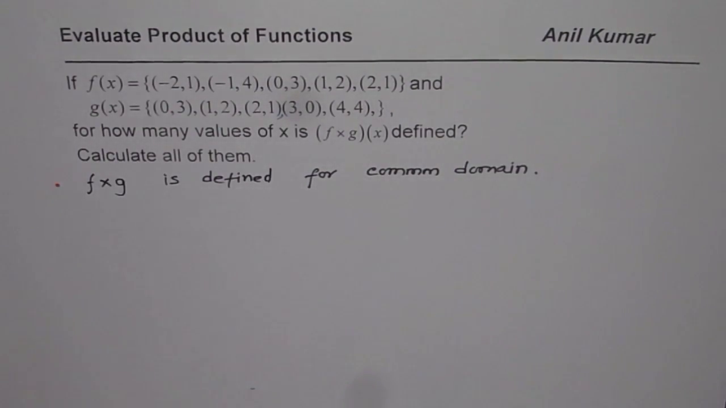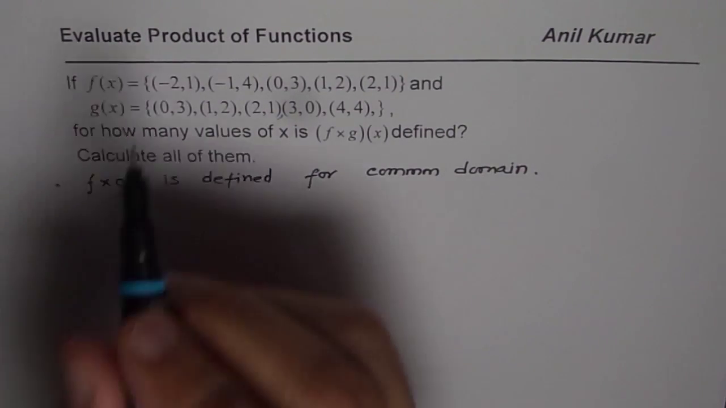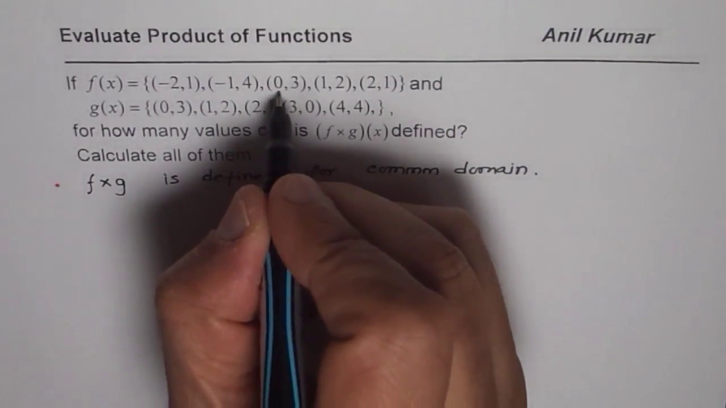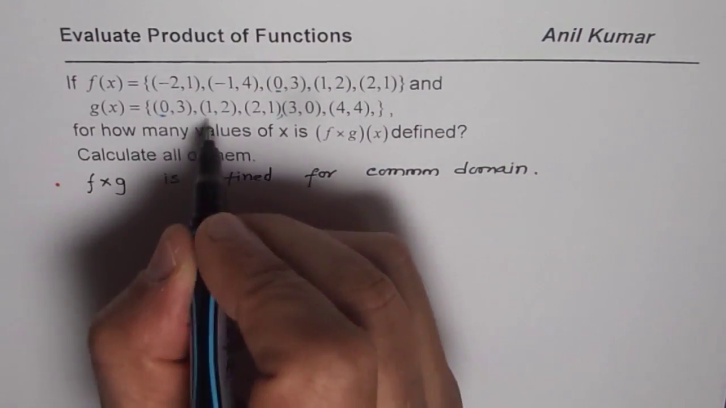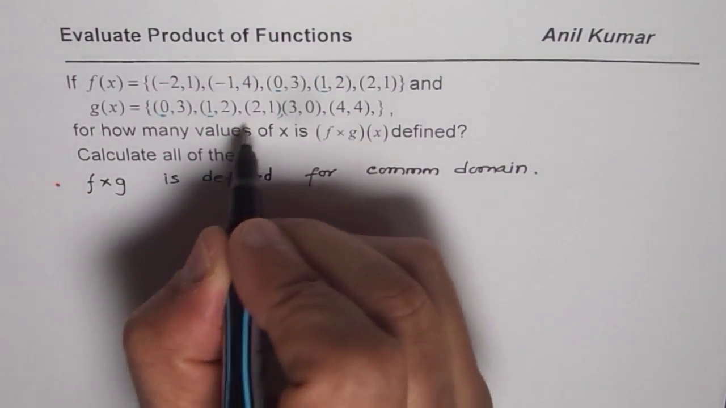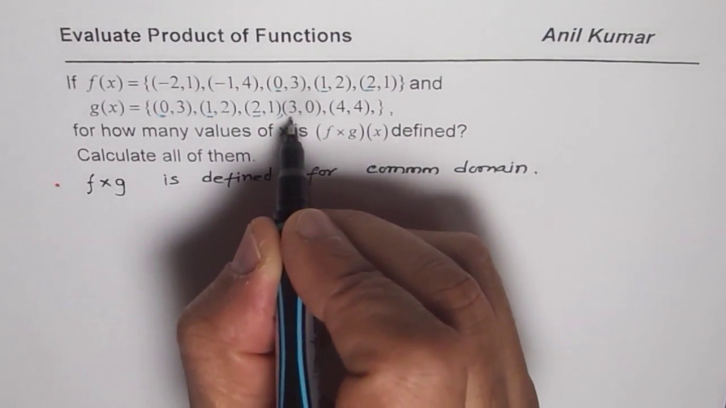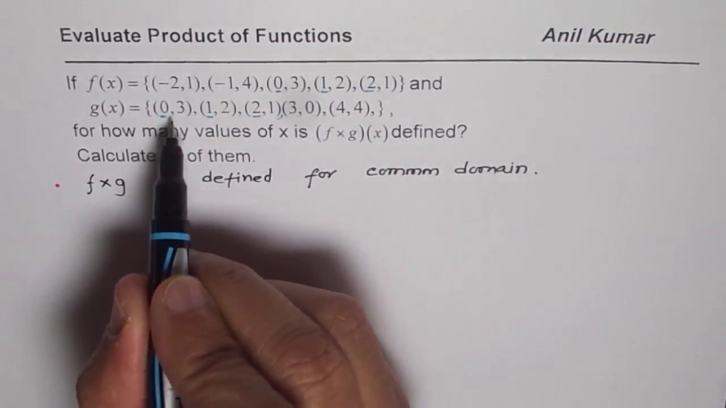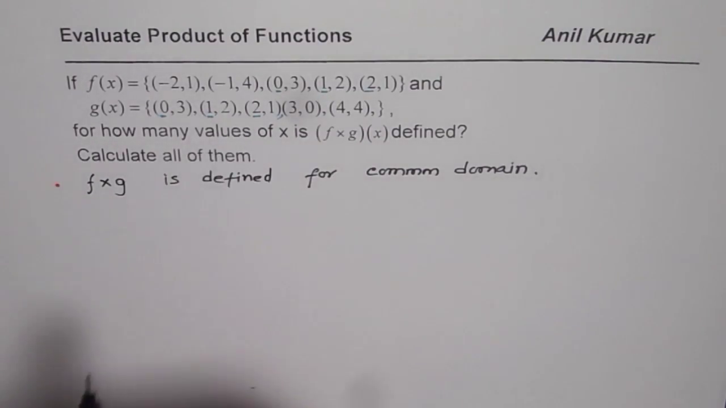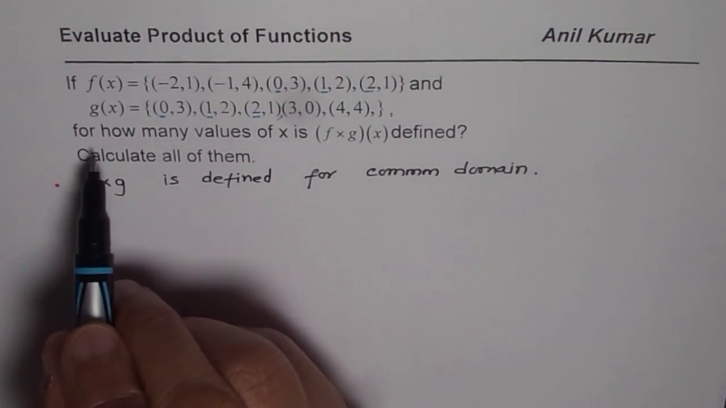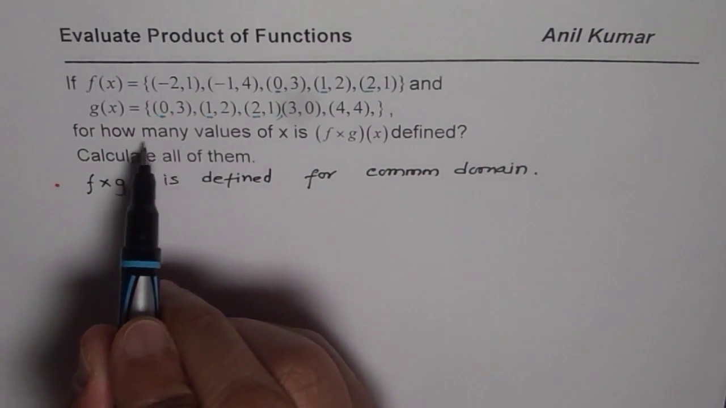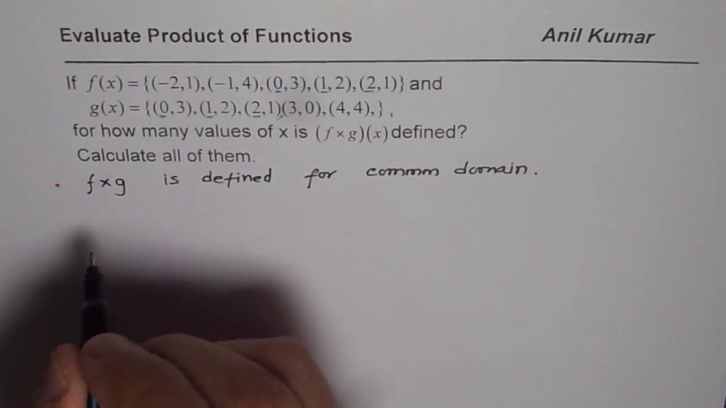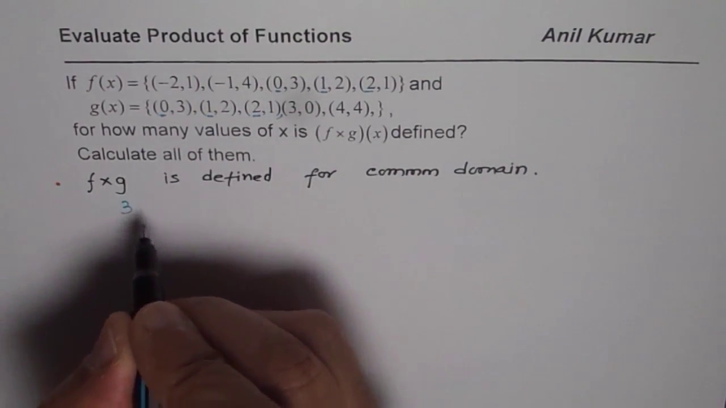Common domain, here we have set of points, so we'll check the x values. Which x values match? So 0 matches with 0, so we have 1 matching, okay. 1 matches with 1, 2 matches with 2, 3 there is no x value for 3, 4 no value. So there are 3 values for which we have common domain, right? So answer to the first part is for how many values of x? So it is 3 values of x.